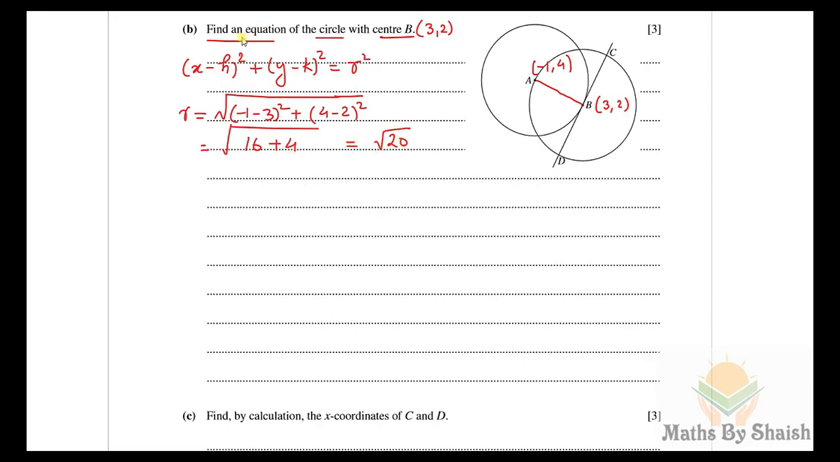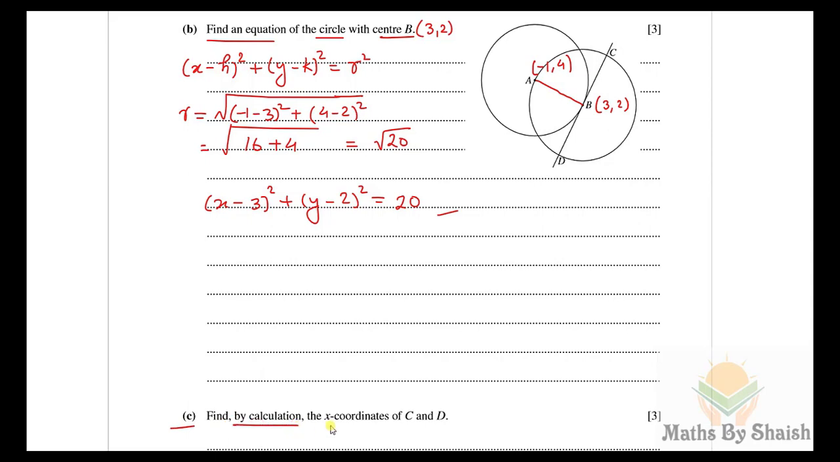So the equation of the circle would be x minus 3 whole square plus y minus k, that is 2, whole square, is equal to r square, so it would be 20 only. That's it. Let's do the C part.